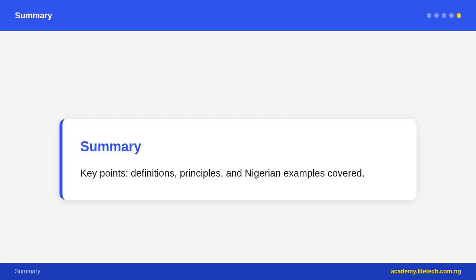Common errors. Run-on: two independent clauses with no conjunction and no punctuation. Comma splice: two independent clauses joined by a comma only. Both are wrong; add a conjunction or use a semicolon. Sentence fragment: a dependent clause alone is wrong. Although she studied is a fragment; add the independent clause.